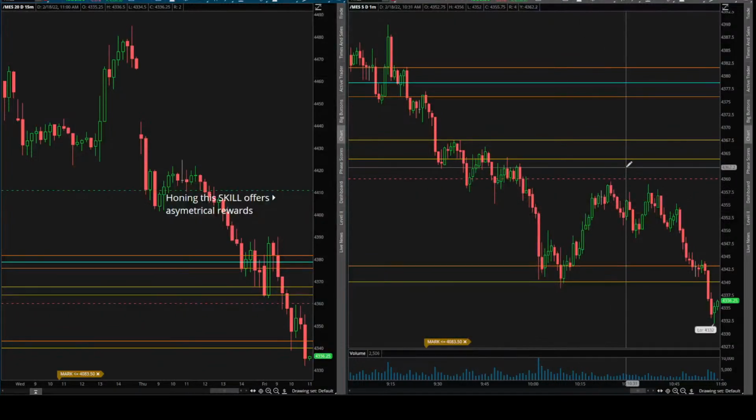Just missed it by 2 points. This definitely would have been the area to go ahead and try to get a business plan together, do something in here, and see if we could get some continuation on the downside, which we did.